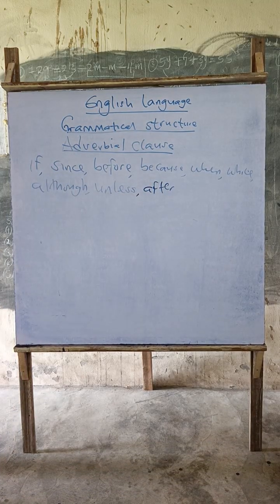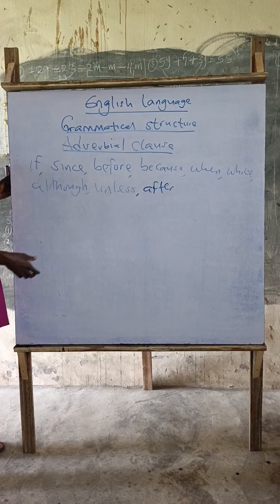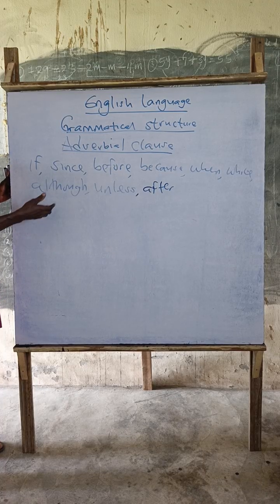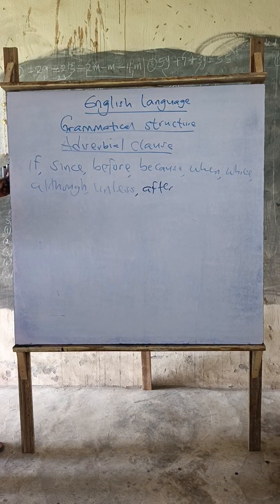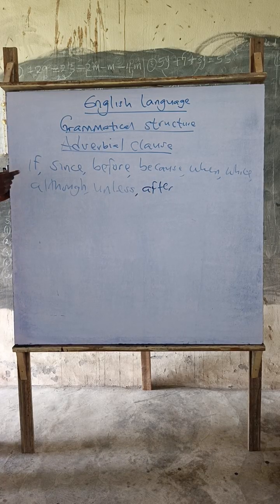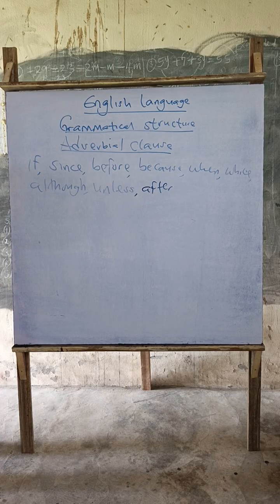So if you see any of these subordinating conjunctions beginning any sentence, that sentence or that phrase is what we call a dependent sentence or phrase, as the case may be.